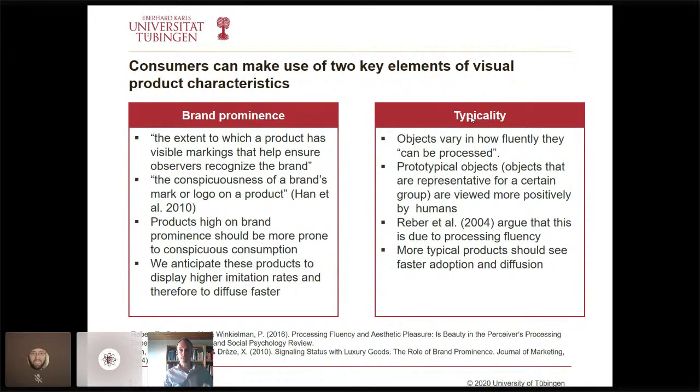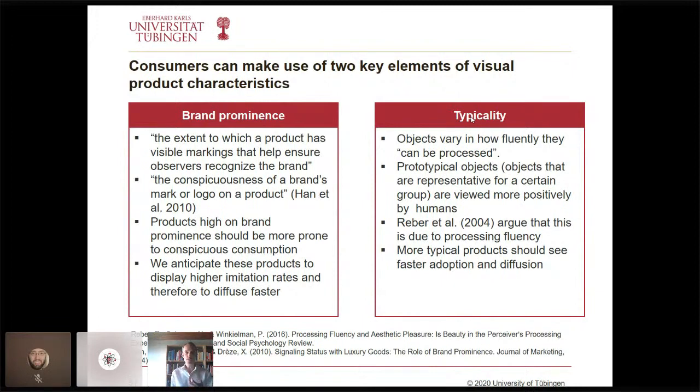The second one is the typicality. So typicality refers to the fact that objects, whether it's a piece of art or whether it's a fashion product, they differ in how easily they can be decoded or processed. And if we talk about processing, we also talk about fluency. So how easy or fluently they can be processed. And if we have a prototypical product that is representative for a large set of products within a group, you could call it a mean product, an average product, like very middle of the road, then such a prototypical product is typically viewed more positively by humans.